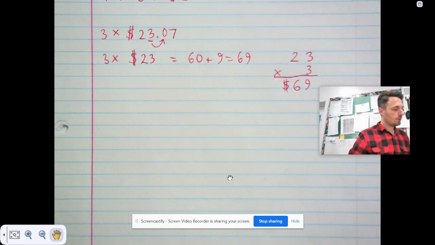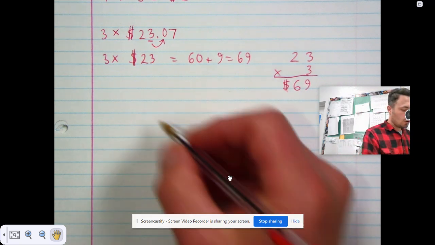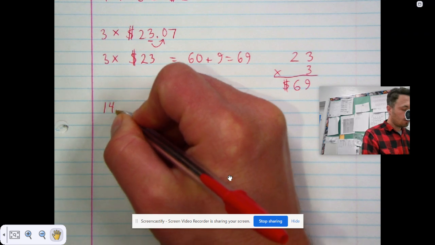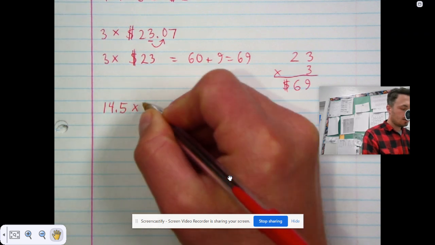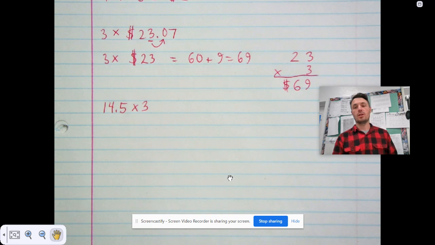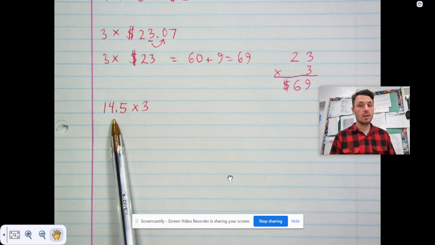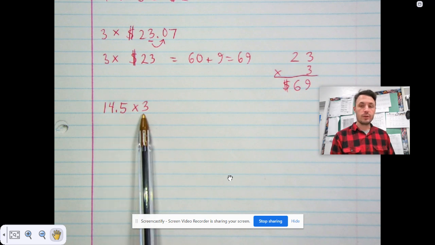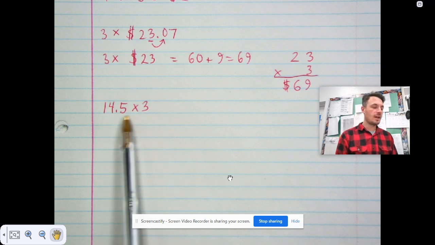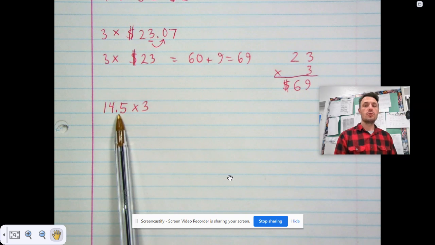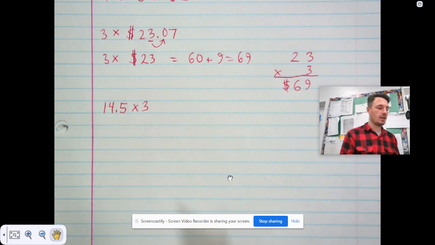Okay. Let's do another example. Let's do a non-money one this time, just 14 and 5/10 times 3. We're rounding to the nearest ones place, or another way of saying that is to the nearest whole number in every single one of these. In every single one of these, you have a decimal. It could be money, or it could just be a regular decimal number. And you are multiplying it by a whole number. And before multiplying, you round the decimal number to the nearest whole number, or to the nearest ones place.